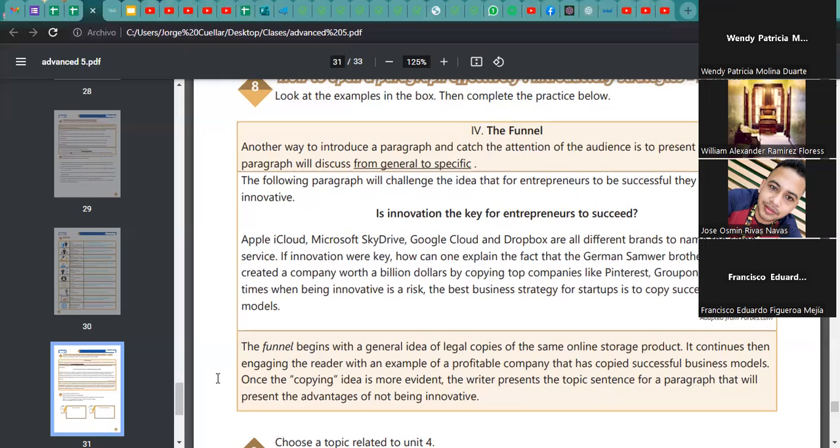And it says, is innovation the key for entrepreneurs to succeed? So there it is, right? It's the challenge. What do you think? Do you think it's innovation? And it starts with a general idea and then goes to the specific one.